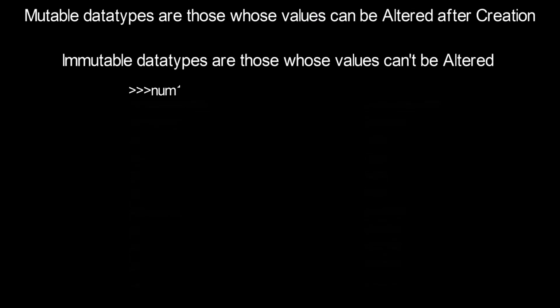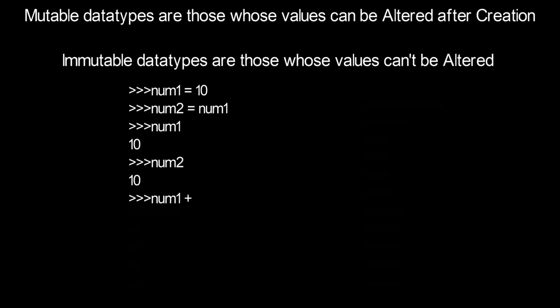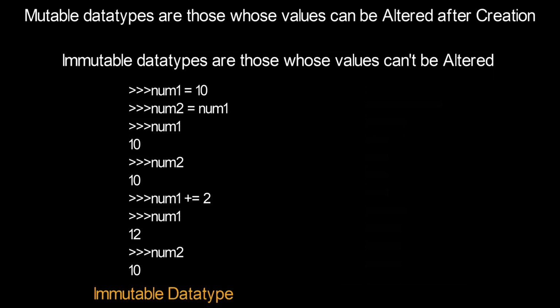So we give num1 equals 10 and num2 equals num1. The value of num1 if we display it is 10 and the value of num2 if we display is 10. Now we give num1 += 2. This is the shorthand notation which we have discussed in the previous video. If we display num1, the value will be 12, and when we display num2, it will be 10. So we see that num1 is an immutable data type.